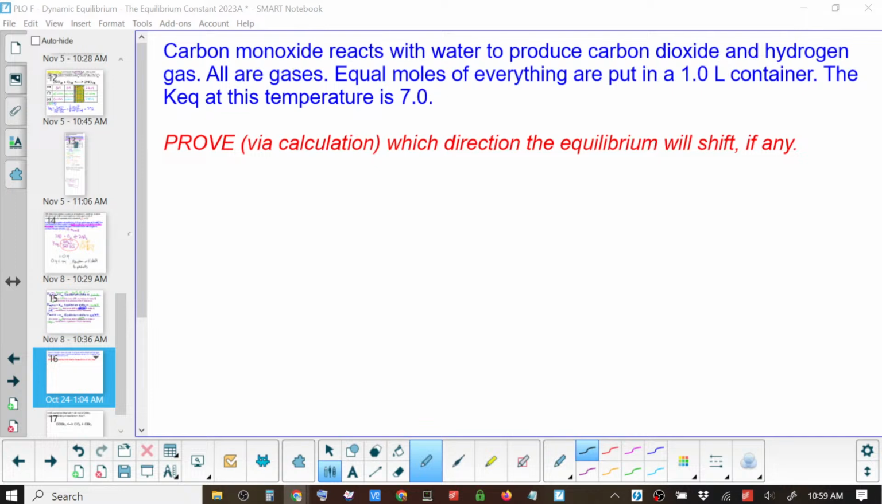Mr. Newcomb. Everybody had the KQ. Mr. Newcomb. Yep. When we decipher if we need an ice table or not, do we need it when it doesn't give us the KQ and it just gives us initial values? If you don't have equilibrium values, you're going to need an ice table. Okay. The question will tell you if they're equilibrium values or not. Okay.